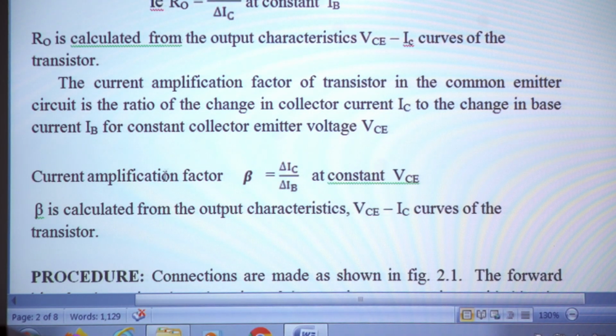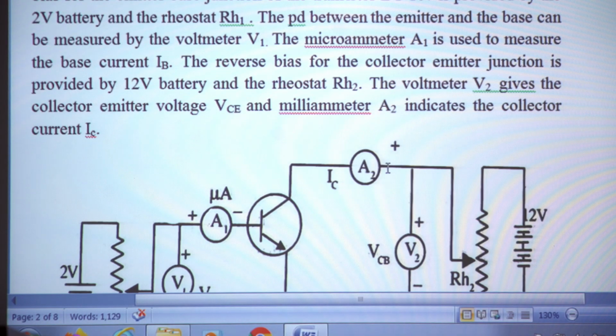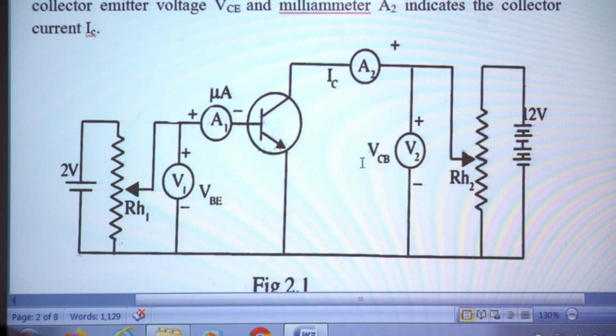Now the current amplification factor beta is the ratio of the change in collector current to the change in base current IB at constant VCE. So that is also obtained from the output characteristic, which is plotted at a constant value of VCE. Now coming to the procedure part of the common emitter configuration.